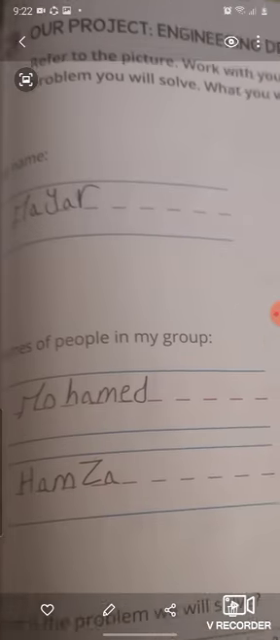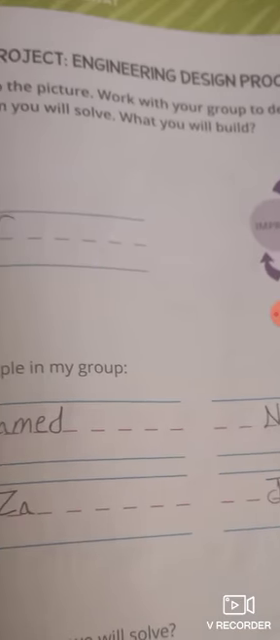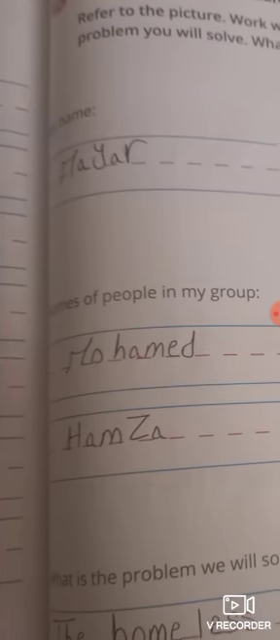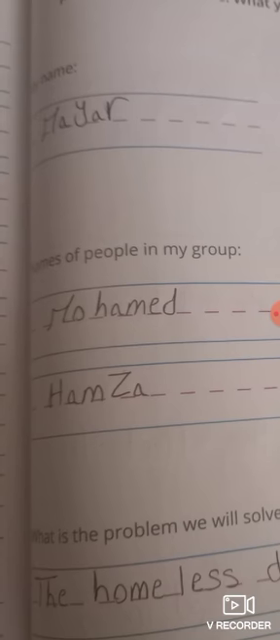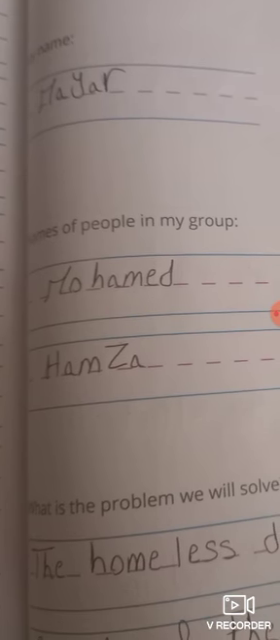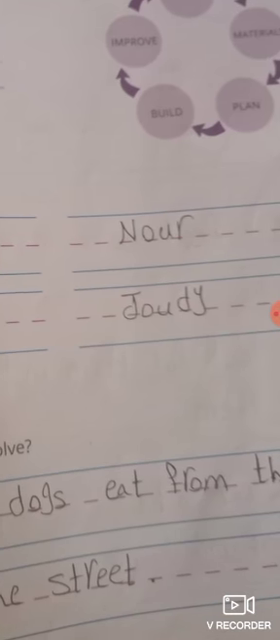First, we write what we write. I will write my name, okay. This is the first step, and names of people in my group. We are in a group, okay. Who is my group? For example, Muhammad, Hamza, Noor, and Judy.